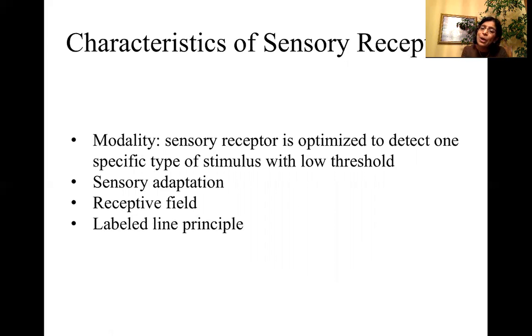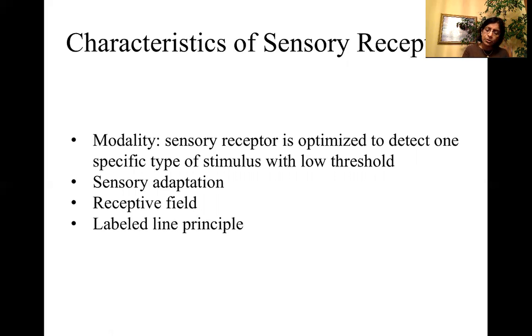It would have a low threshold for that particular stimulus. Low threshold for that particular stimulus. That's how it can respond to that change more readily than for other stimuli. Sensory adaptation, which we will discuss in the next slide, is the way some sensory receptors respond to stimulus.